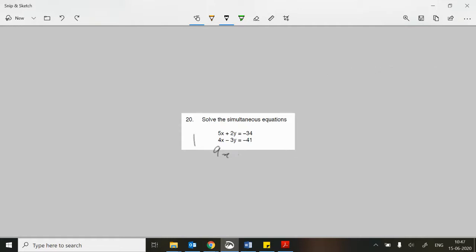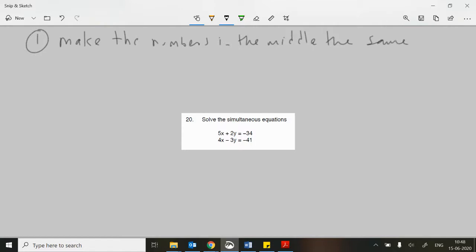What we need to do to begin with is to make sure that the numbers in the middle are the same. So to explain this one, we're going to say, number one, make the numbers in the middle the same.